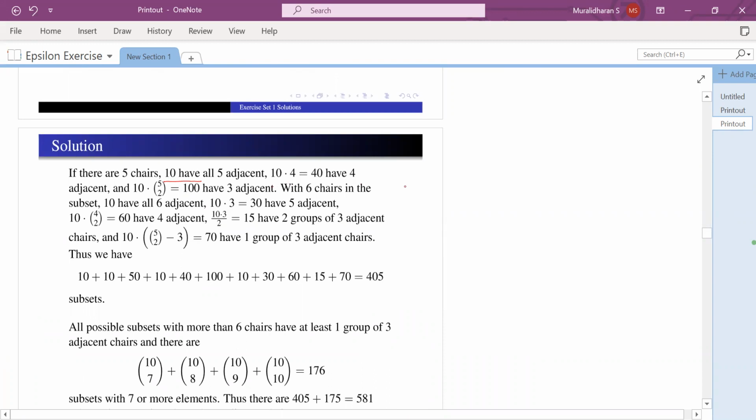And then all the four are adjacent. All the four are adjacent, and I can't choose this one and I can't choose this one. So I got six gone. So remaining four. So 40 have four adjacent.